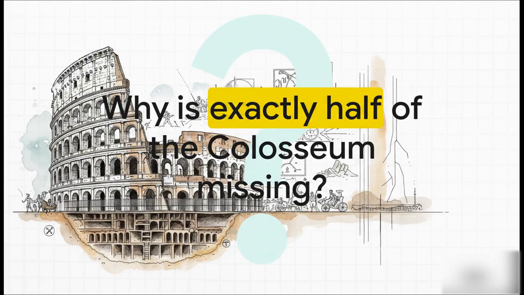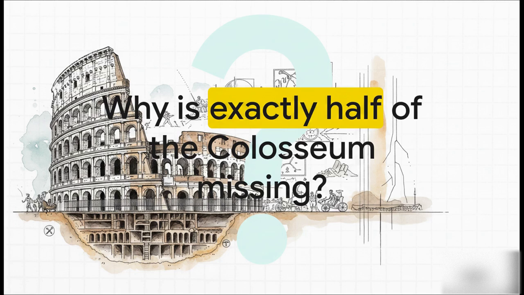Everyone recognizes that broken, asymmetrical profile of the Colosseum today. It's honestly one of the most famous silhouettes in the entire world. And we kind of just accept this broken shape because, well, it's incredibly old, right? But have you ever stopped to wonder why exactly half of that majestic outer wall is completely missing while the other half stands there perfectly intact?